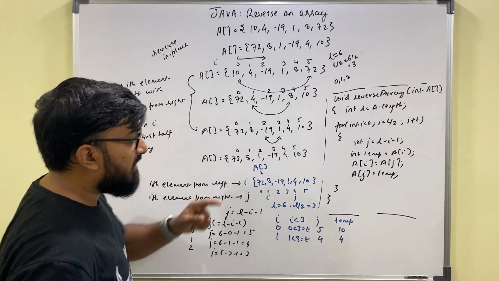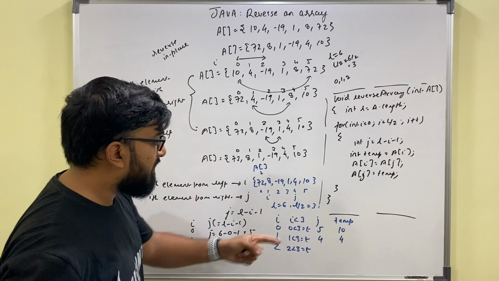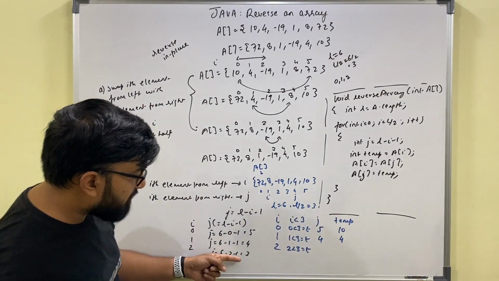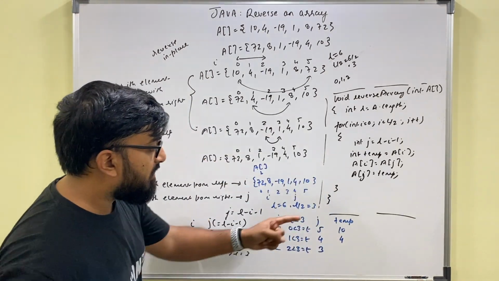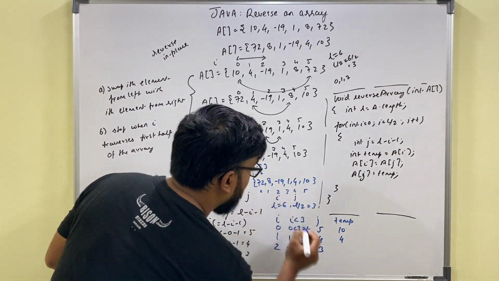swapped. Move on to the next value of i, which is 2. 2 is less than 3 is true. j is 6 minus 2 minus 1, which is 3. Temp is A of i, so temp is minus 19.